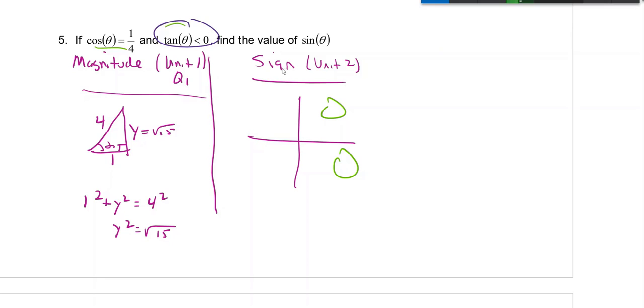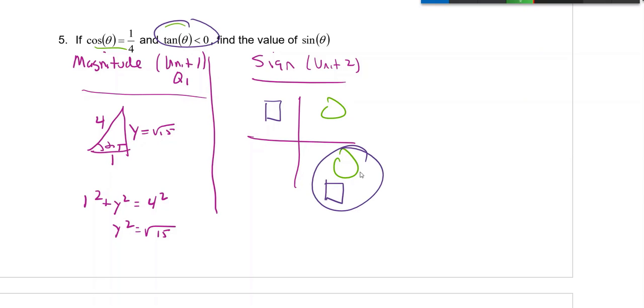We know that the tangent is negative in quadrants where y and x have opposite signs. This one's positive over positive, so it's positive. This one is negative over a negative, so it's positive. But here we have a positive over a negative, so this is negative. And here we have a negative over a positive, so this one's negative. When the signs are mixed, the tangent is negative.